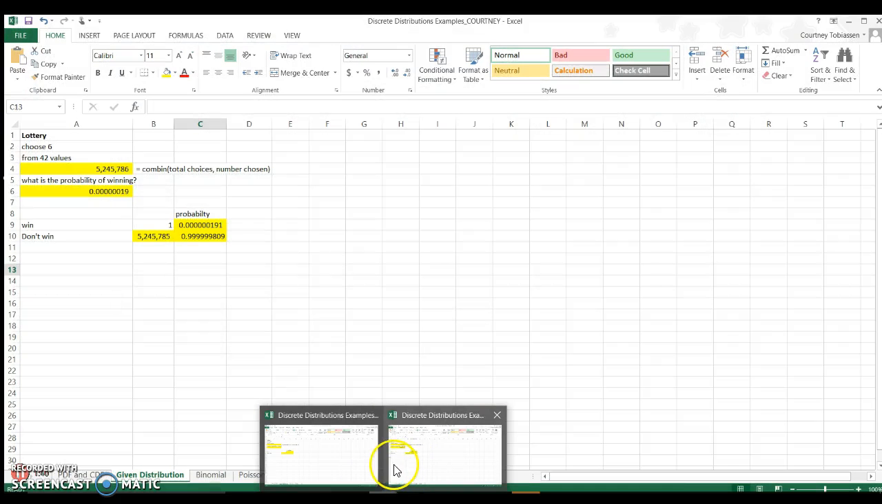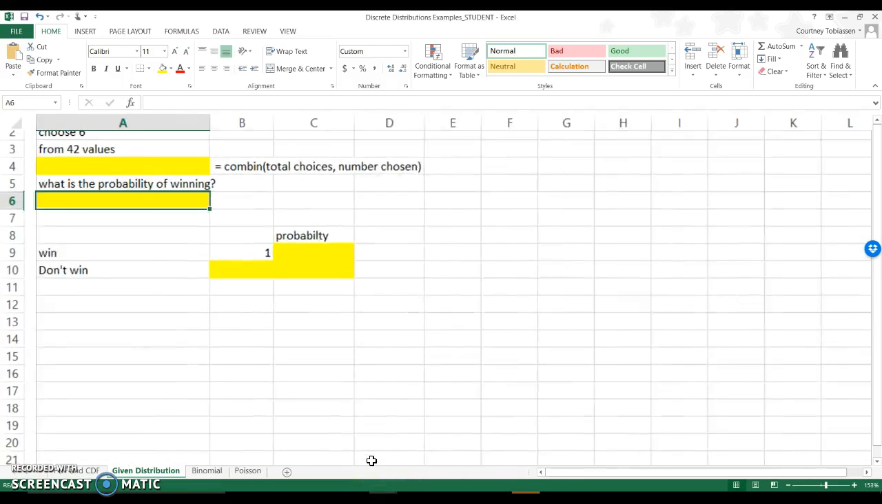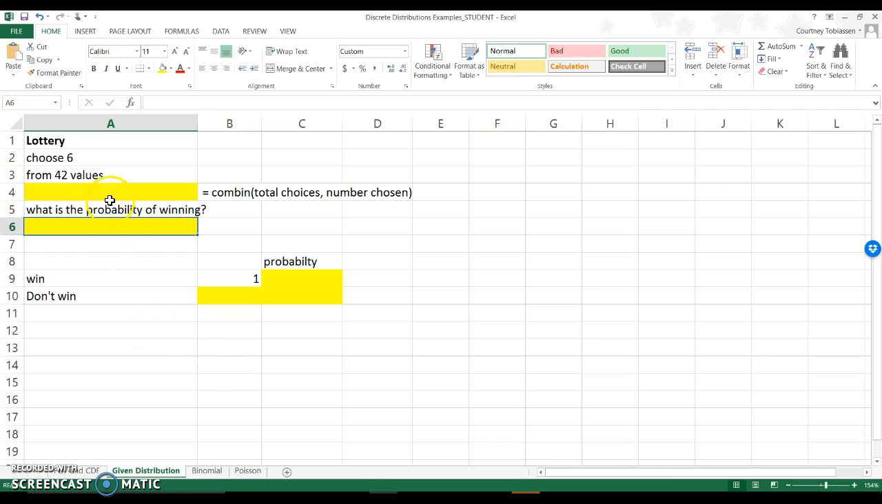Well, let's check it out. There's a really awesome function in Excel that's going to take these 42 options, choose 6 of them, and then tell you the total number of choices that could happen, the total number of outcomes that could happen.